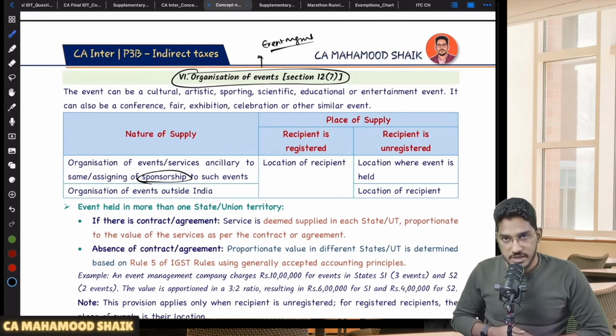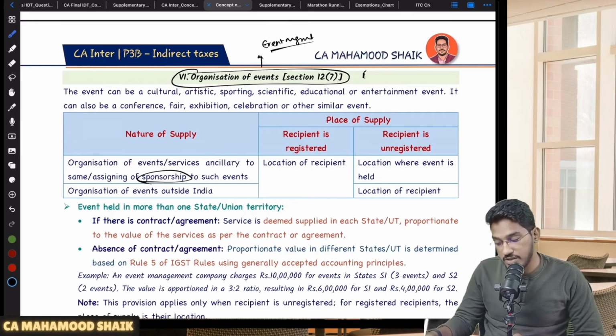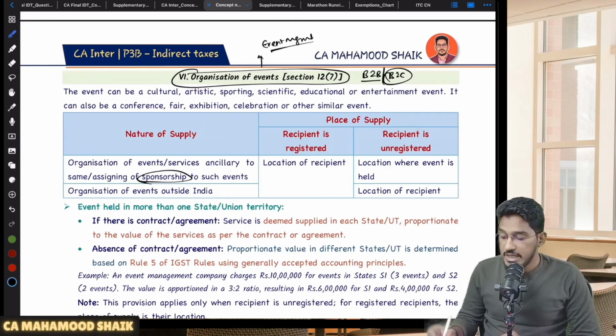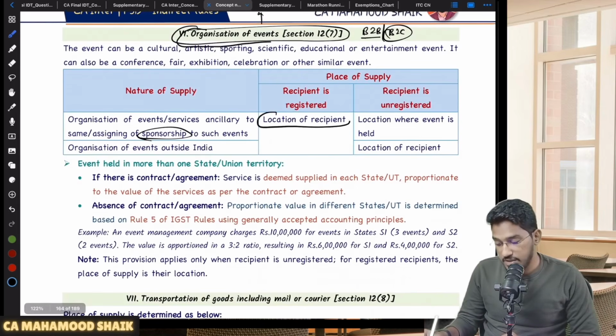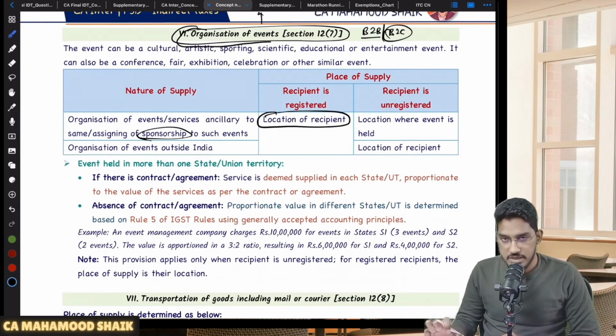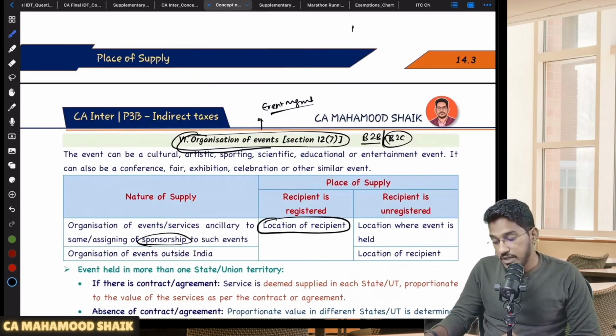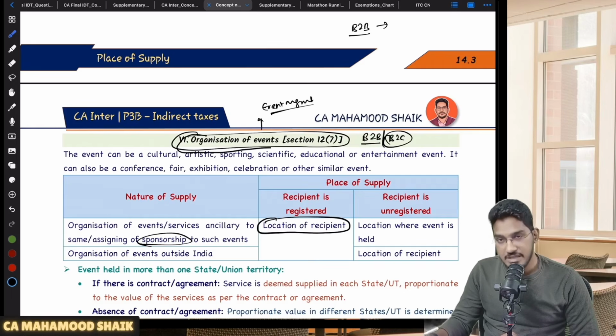What will be the place of supply? So here also they have told that it is depending on the status of your recipient. Are you making a B2B supply? Are you making a B2C supply? So in case if you are providing event organizing services to a registered recipient, location of recipient. Wherever event is held doesn't matter. If it is a B2B supply, if you are organizing the event for a recipient, whether that event is held within India, outside of India, doesn't matter. Always location of recipient will become the place of supply.